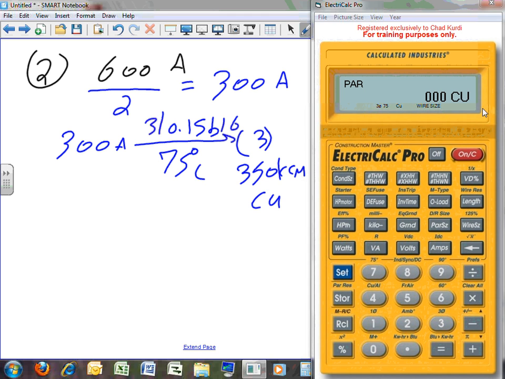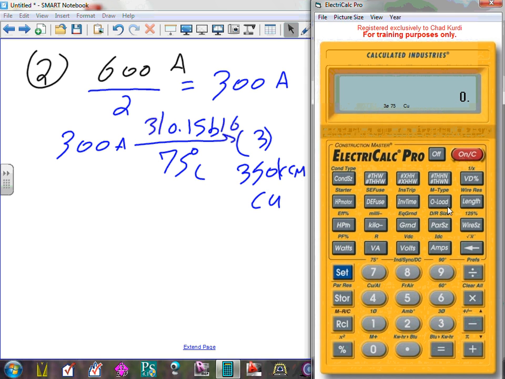Okay, so use my calculator. I need, remember, I'm sizing for 300. Here's my 300 amp, and go wire size. 350. So give me 350. My calculator also gave me 350. Right? Cool. 350. Okay. So what did I do here?